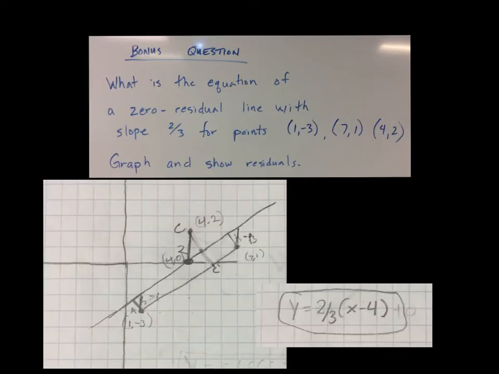Alright, what is the equation of a zero residual line with slope 2/3 for points (1, -3), (7, 1), and (4, 2)? Graph and show residual.